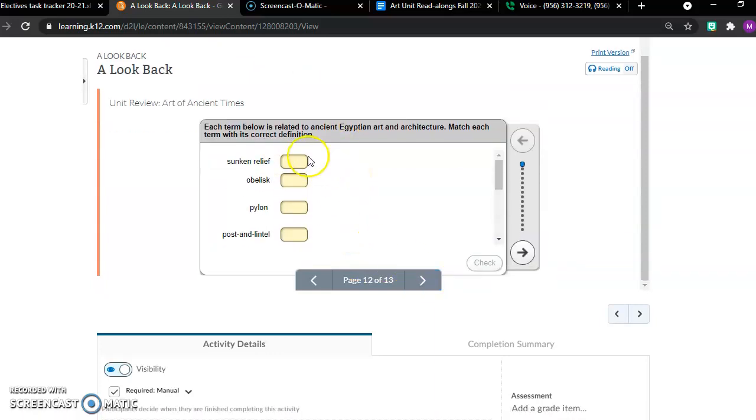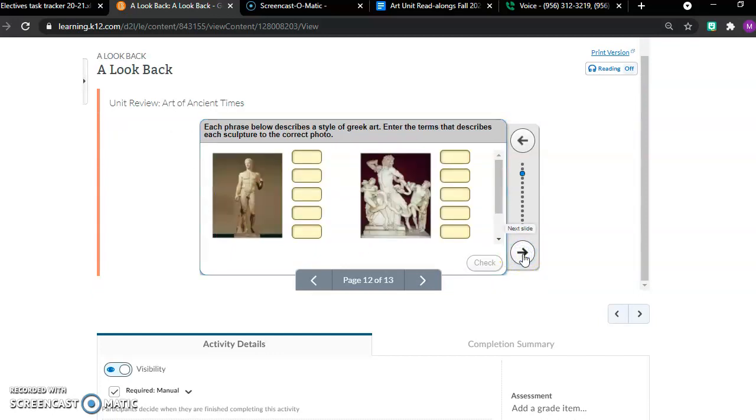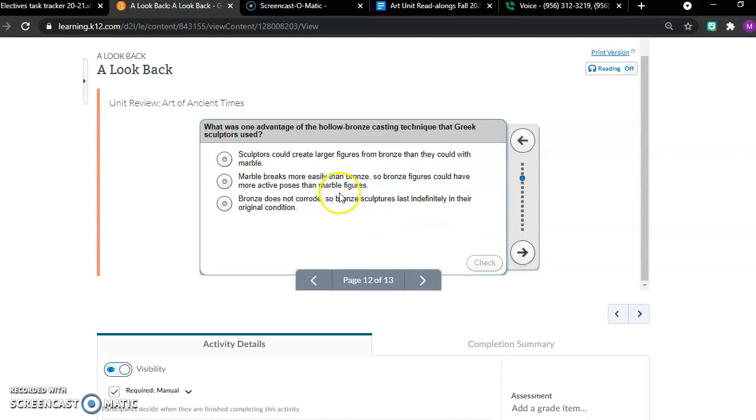And then this is a matching one, right? Where you can match. Anyway, this is all to help you prepare for your test. So make sure you go through here and answer the questions, and hopefully you'll be prepared for your test, which is coming up.